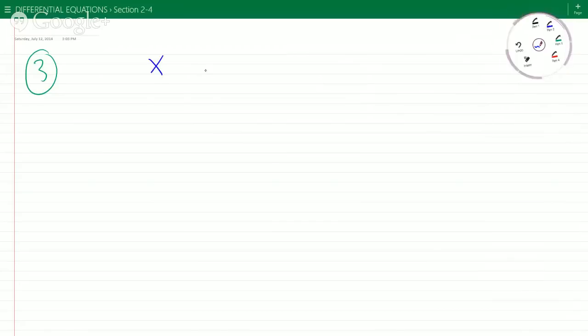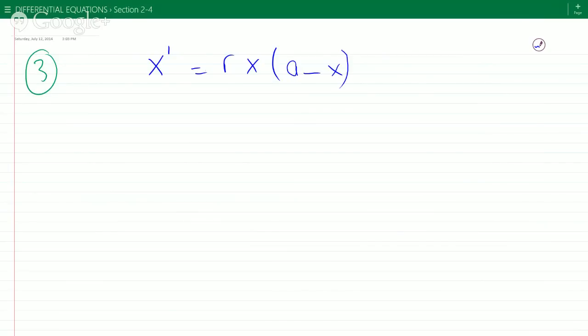3 is x prime. Consider that we model x prime equals r x times (a minus x) times (x minus b). R equals 1, A equals 2, B is 10. Determine the equilibria and their stability.